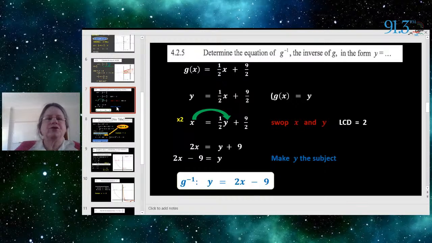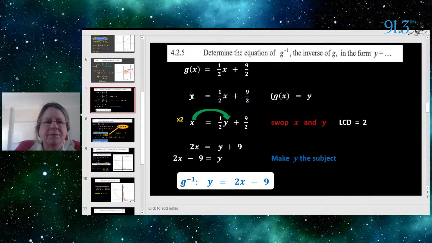So question 4.2.5. Determine the equation of g to the power -1, which means the inverse. And they actually say g to the -1, comma, the inverse. So they're telling you they want the inverse of g in the form y equals. So they're also telling you how they want you to write the answer. So let's start. We're talking about function g, so we write it down. g(x) equals a half x plus 9/2.